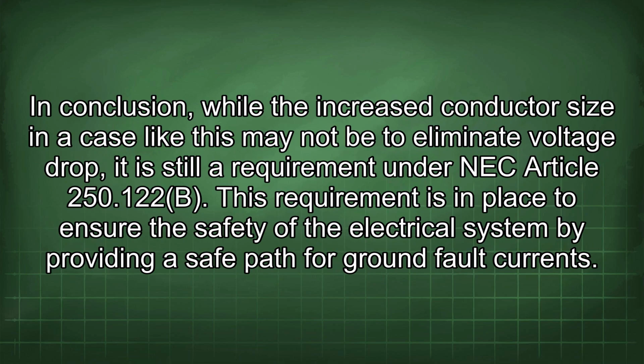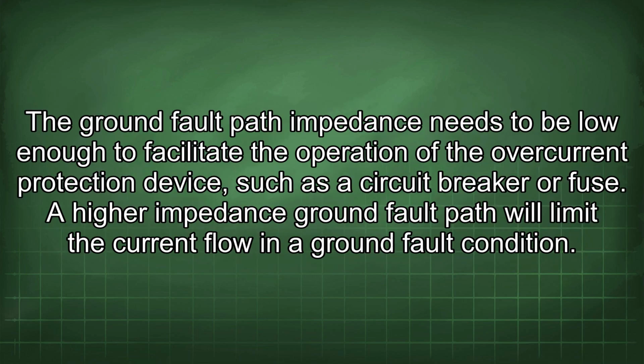In conclusion, while the increased conductor size in a case like this may not be to eliminate voltage drop, it is still a requirement under NEC Article 250.122(b). This requirement is in place to ensure the safety of the electrical system by providing a safe path for ground fault currents. The ground fault path impedance needs to be low enough to facilitate the operation of the overcurrent protection device such as a circuit breaker or fuse.